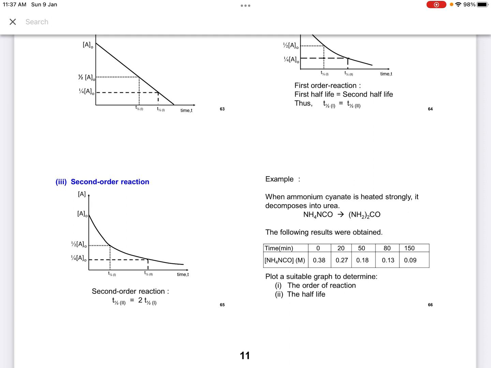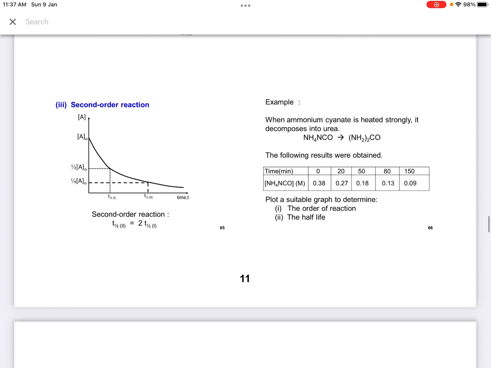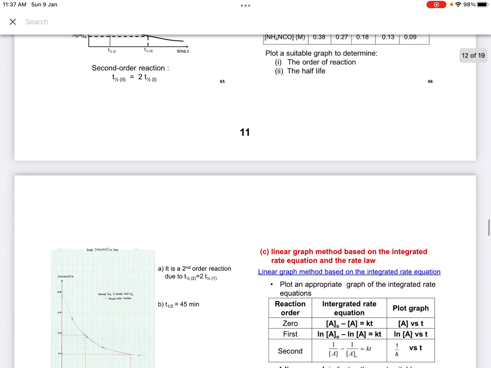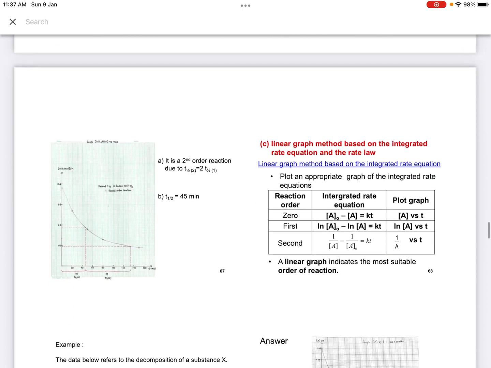Okay. So contohnya, katakan ammonium cyanide heated strongly decomposes and we got the data from 0 to 150 minutes. They give various concentrations. They ask to plot the half-life graph. Okay, katakan, kita nak plot graph, iaitu concentration of NH4NCO versus time. Bila saya plot pada graph paper, saya dapat curve. Anda boleh perhatikan slide 67. Saya dapat curve. So curve mungkin dia first order ataupun second order. Jadi kita pergi cari dia punya half-life. When we find the half-life, kita dapati half-life dia double. Okay? Dia punya selang masa tu 2 kali ganda.